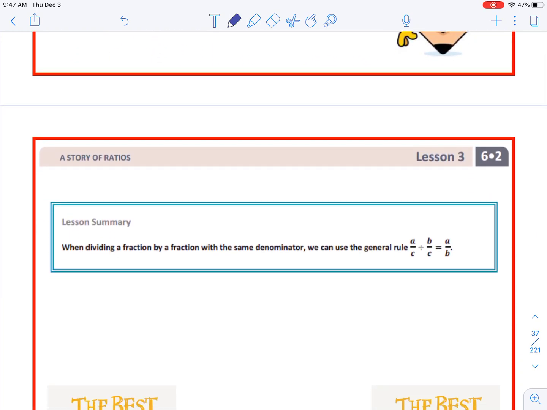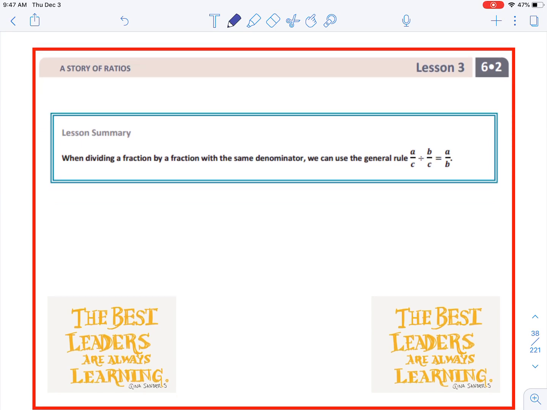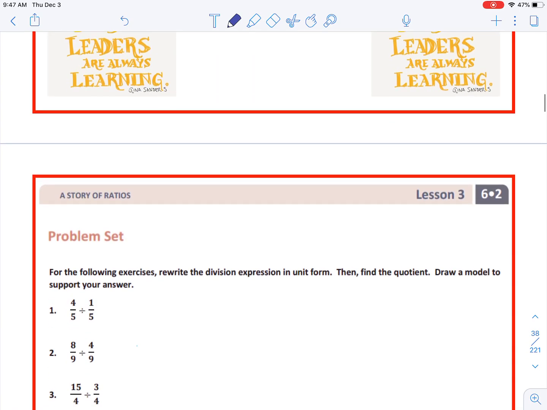All right, guys, that is it. Our lesson summary says when dividing a fraction by a fraction with the same denominator, we can use the general rule a over c divided by b over c is equal to a over b.